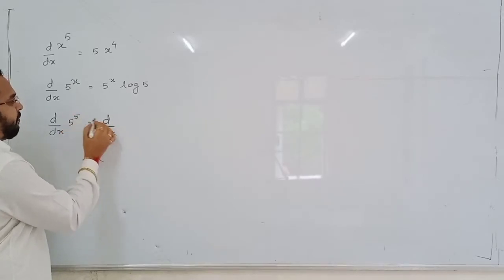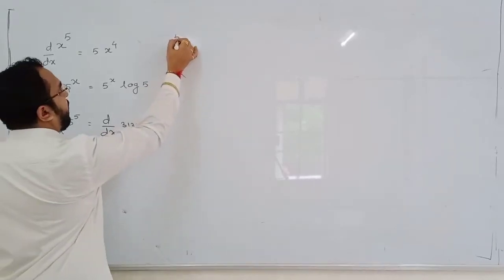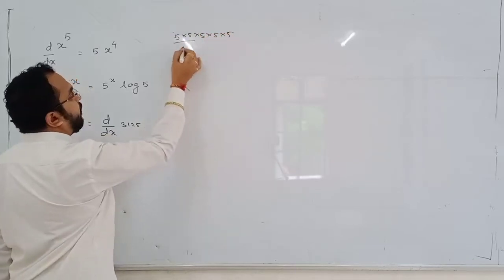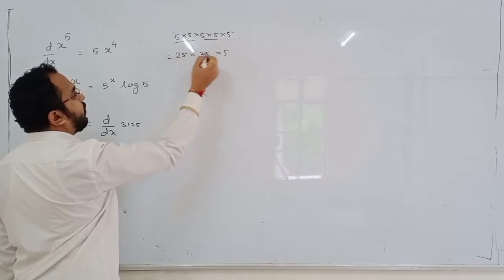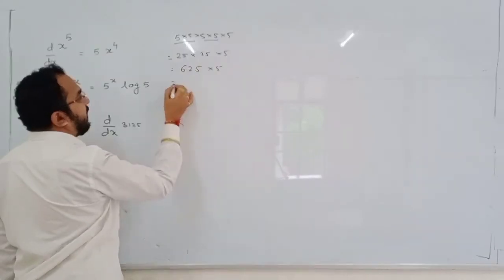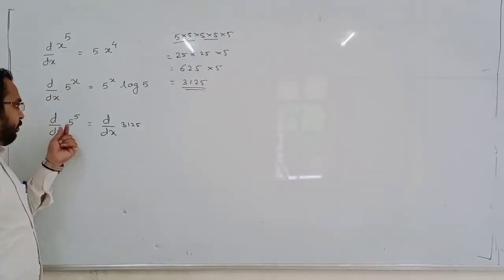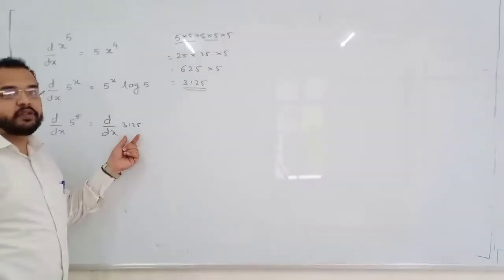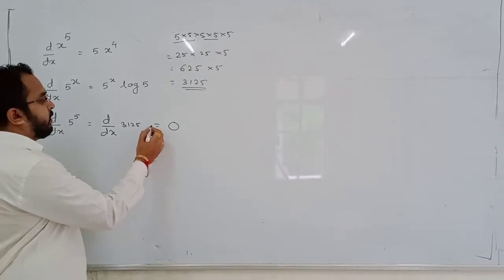So in place of 5 to the power 5, I can write 3125. That is the product of 5 into 5 into 5 into 5 into 5. So 5 5s are 25, 25 into this 5, 125, 625 into 5, that is equal to 3125. So 5 to the power 5 can be written as 3125. And we know the differentiation of constant is 0.